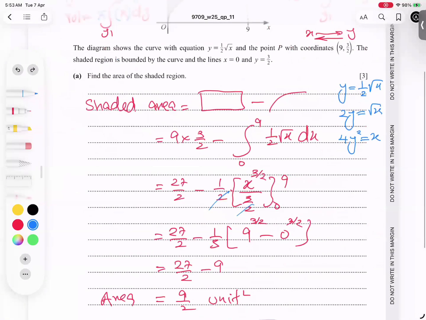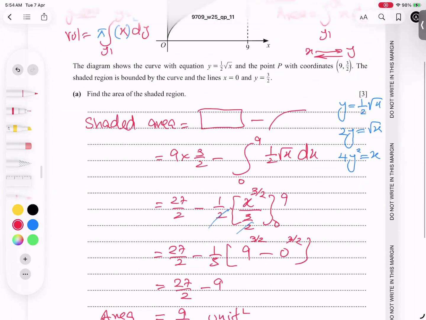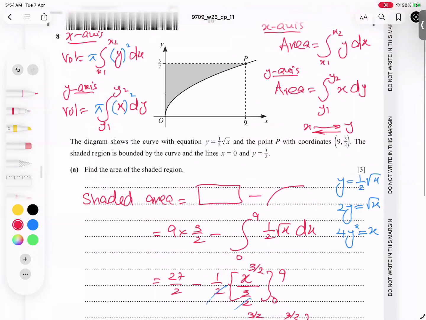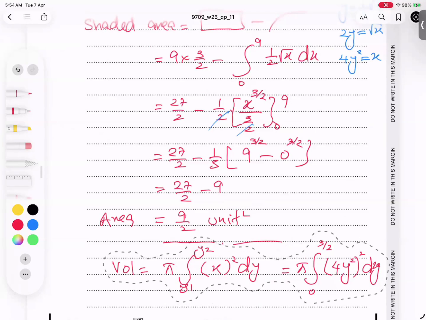So I'm writing the formula first, and then I'll move on. Volume is equal to pi times the integral of x squared dy, from y1 to y2. Then I use pi, lower limit 0, upper limit 3/2, and here I write (4y squared) squared dy. So I think the question is ready, and I'm going to shift this to the next page.